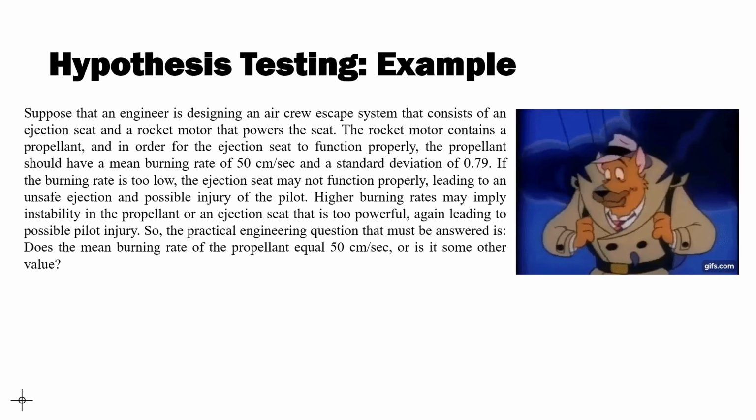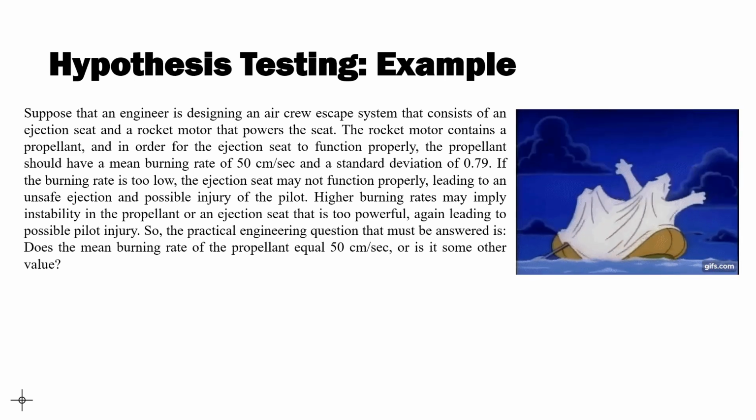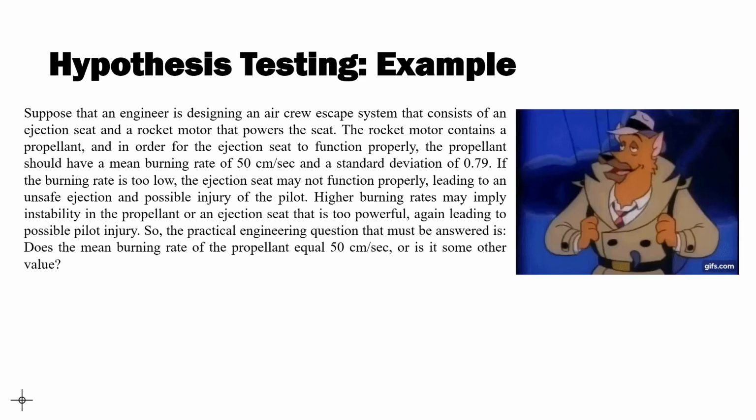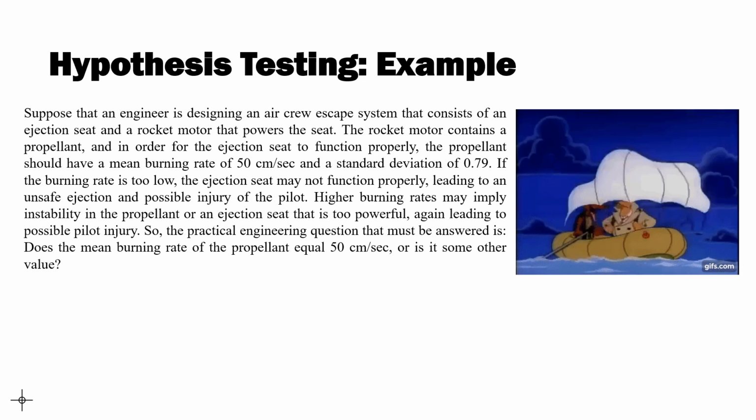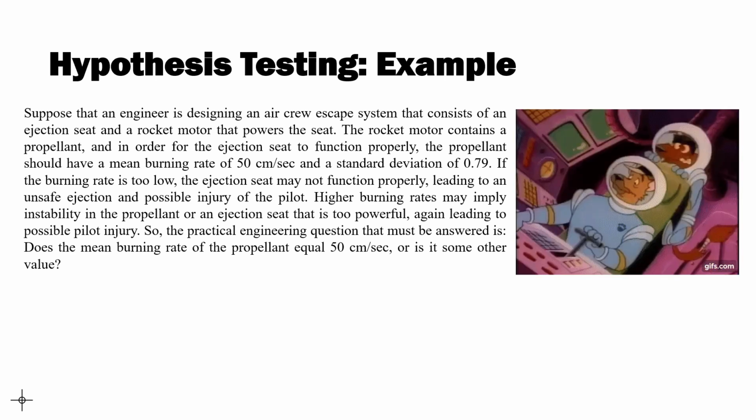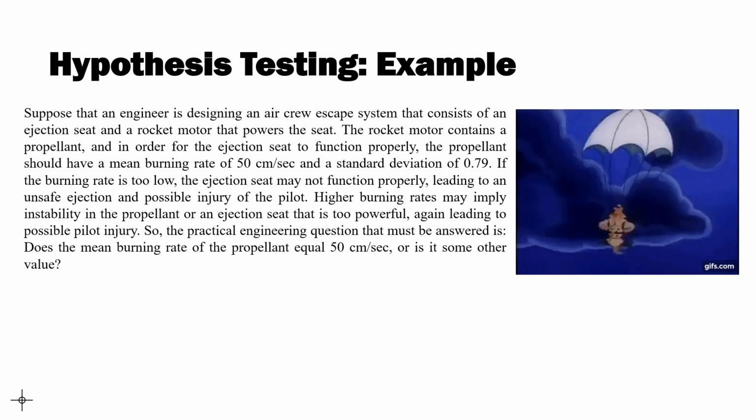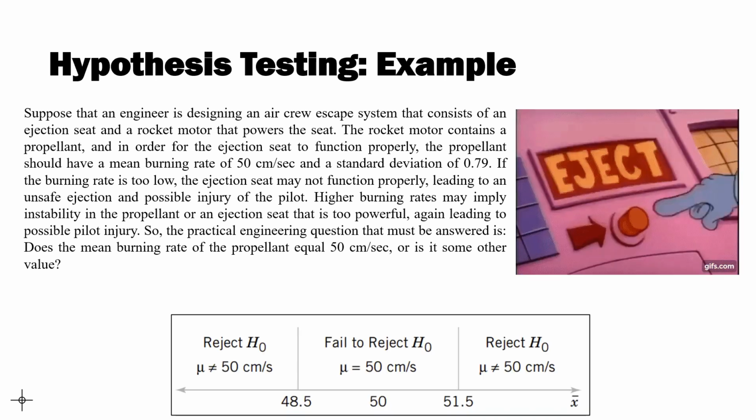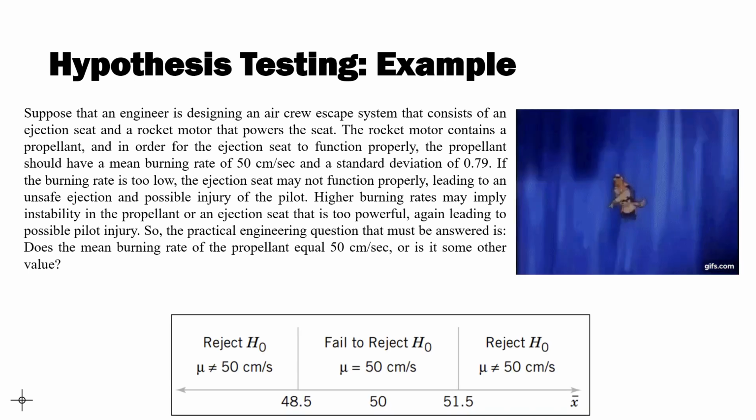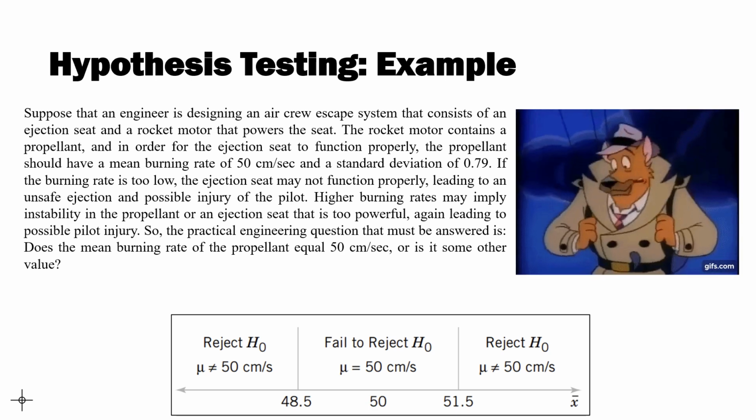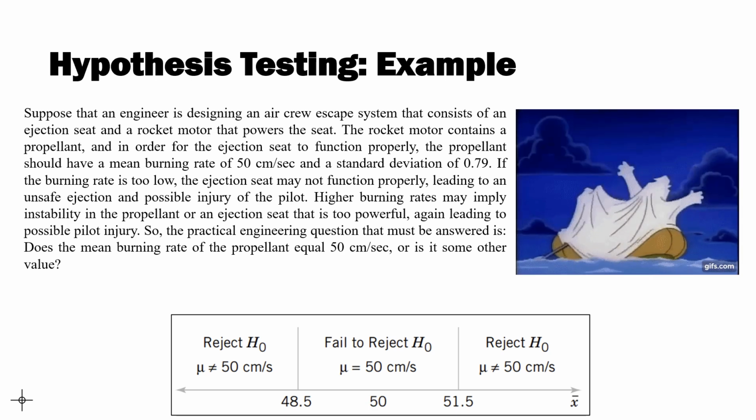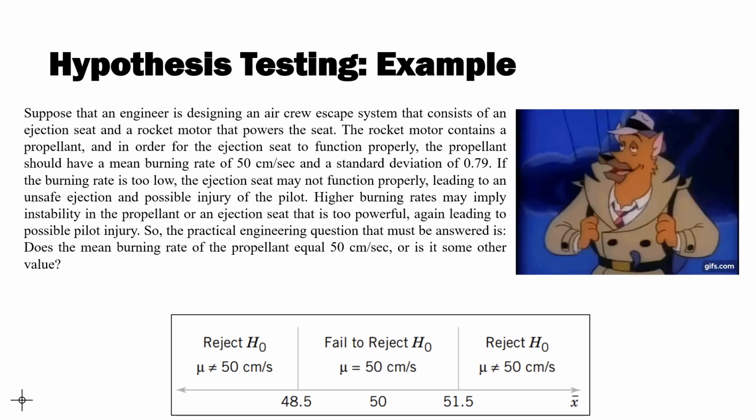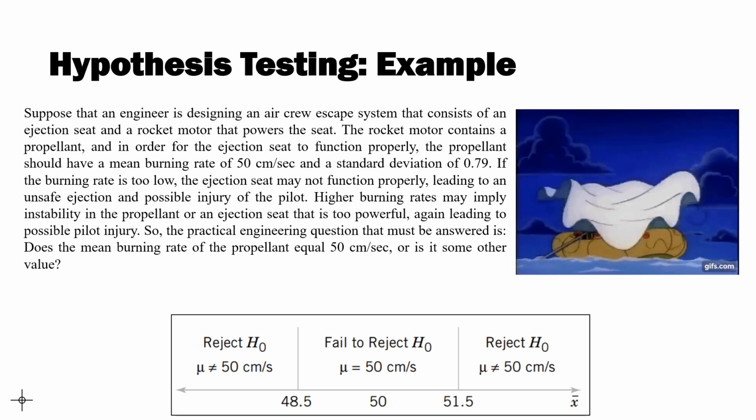So, the practical engineering question that must be answered is, does the mean burning rate of the propellant equal 50 centimeters per second, or is it some other value? It seems that a two-sided hypothesis test is appropriate, as any deviations in both directions might be catastrophic. Field experts have advised us to reject the null hypothesis if the sample mean is less than 48.5 or greater than 51.5. In the following videos, we will cover how these numbers, 48.5 and 51.5, are typically chosen.